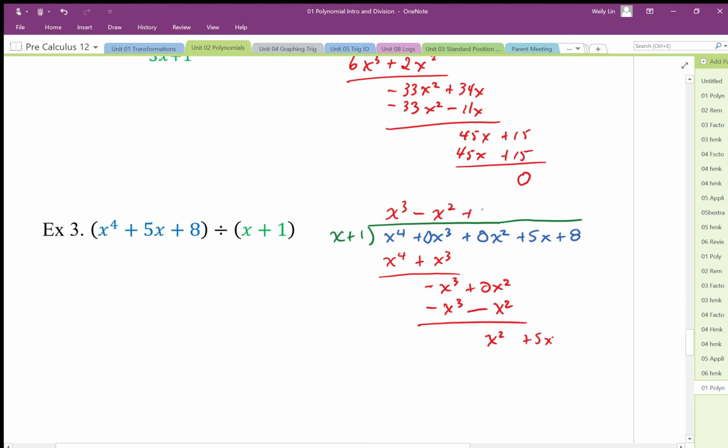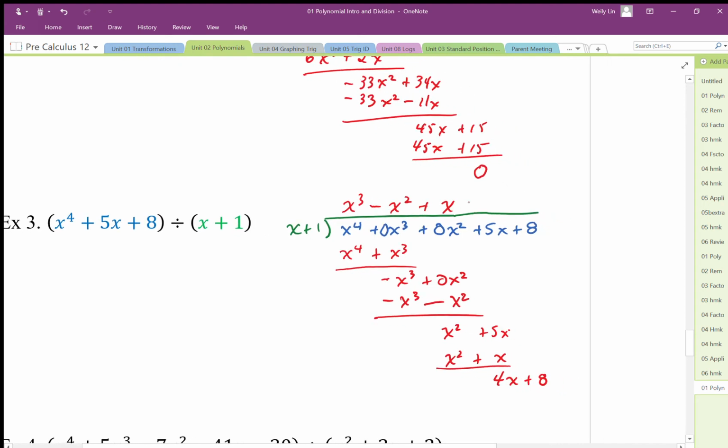So plus x gives me x squared plus 1x, subtract, 4x plus 8. Okay, so then 4 times x, that's going to be plus 4, gives me 4x plus 4, and a remainder of 4. Okay, so then there's my division. This divides into this expression this many times with a remainder of 4.